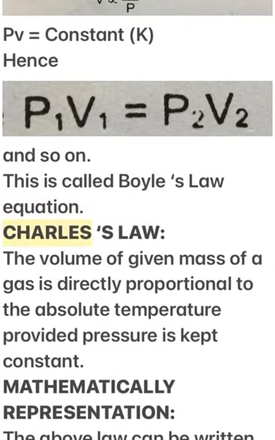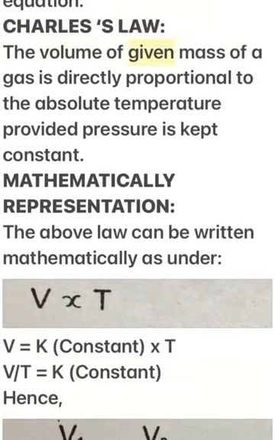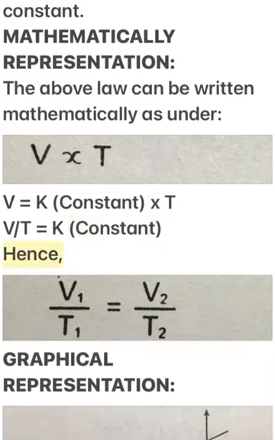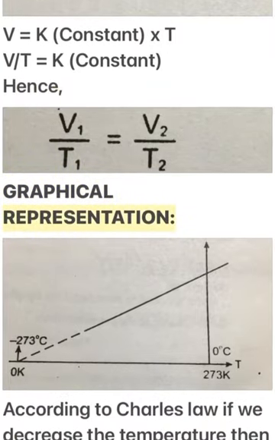Charles's Law. The volume of a given mass of a gas is directly proportional to the absolute temperature, provided pressure is kept constant. Mathematical representation. The above law can be written mathematically as under: V is proportional to T, V equals K, constant, times T, V/T equals K, constant, hence V1/T1 equals V2/T2. Graphical representation.